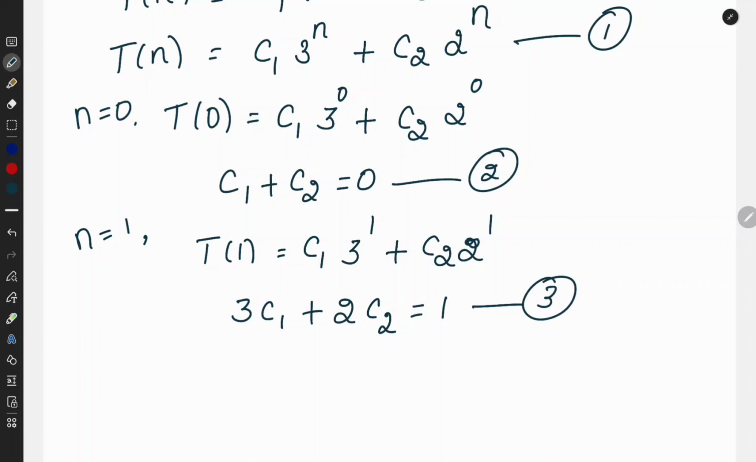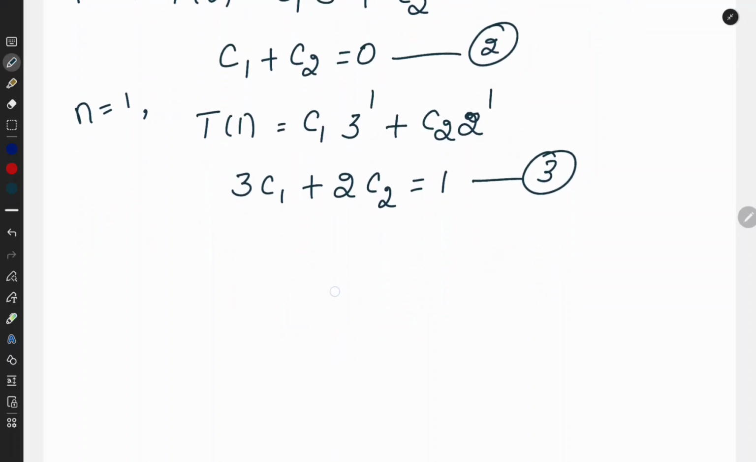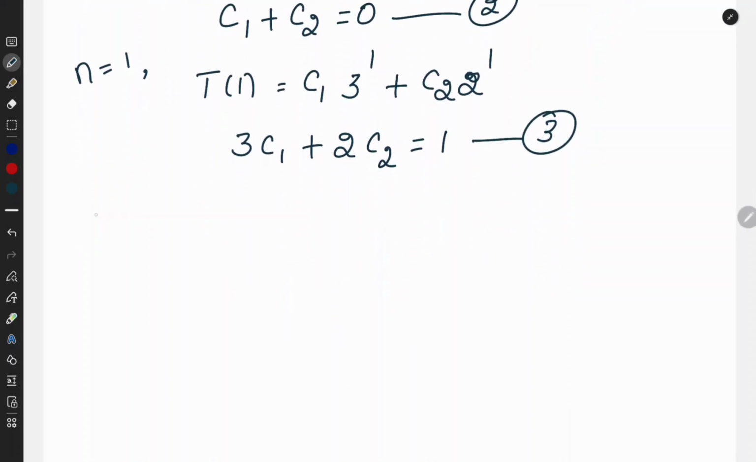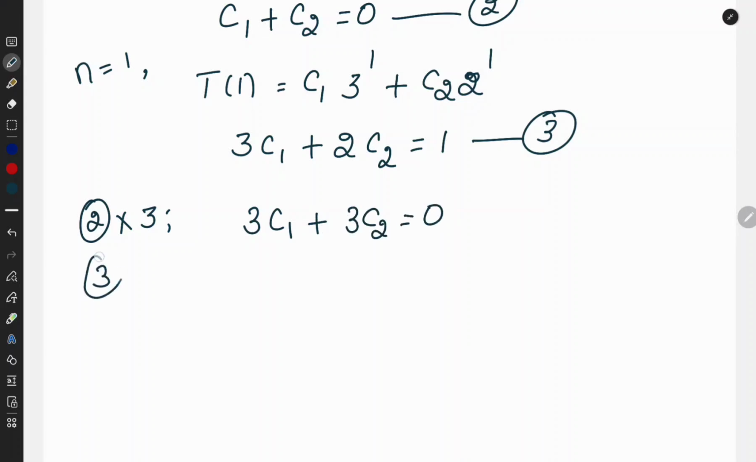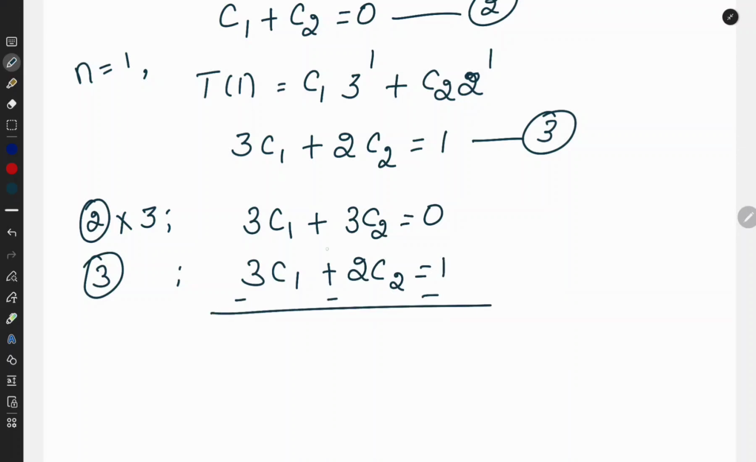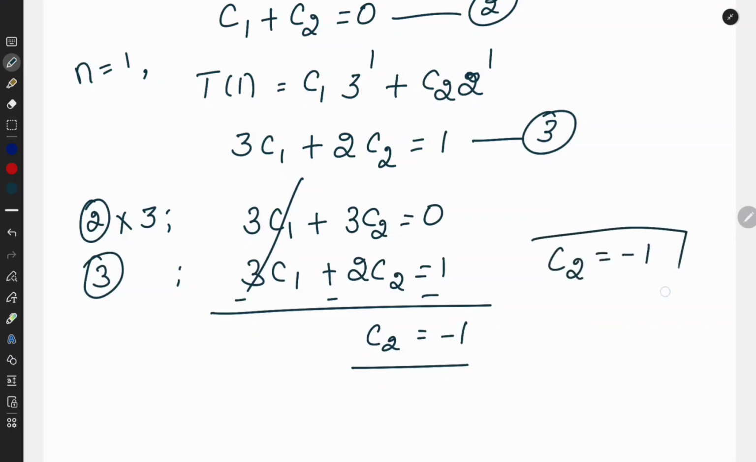Now we eliminate using the second equation and third equation and find C1 and C2. For finding C1 and C2, I have taken the second equation and multiplied it by 3, so it becomes 3C1 + 3C2 = 0. And I'm taking the third equation as it is: 3C1 + 2C2 = 1. Changing the sign, I can cancel this. 3 minus 2 becomes C2, and 0 minus 1 becomes minus 1. So C2 becomes -1.